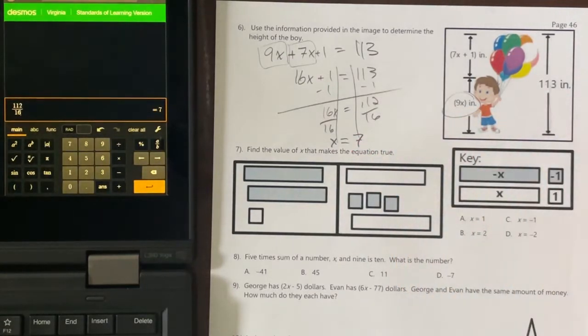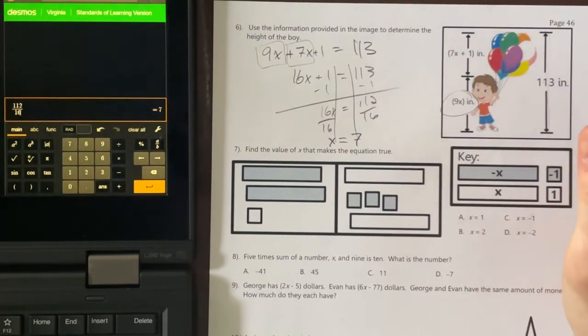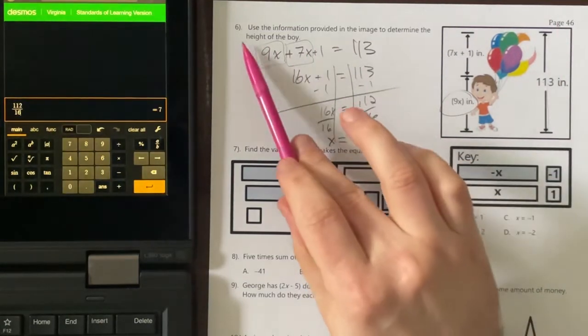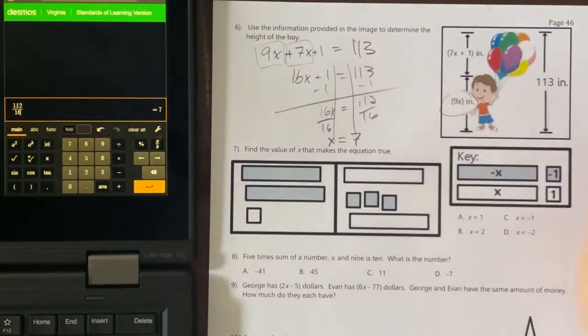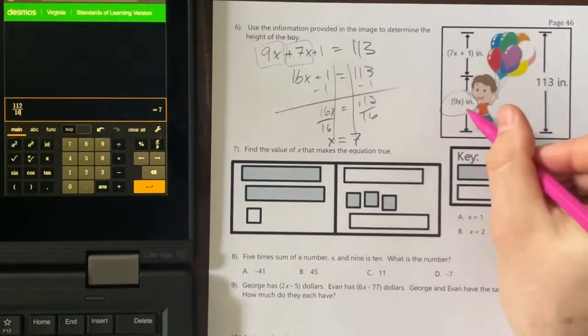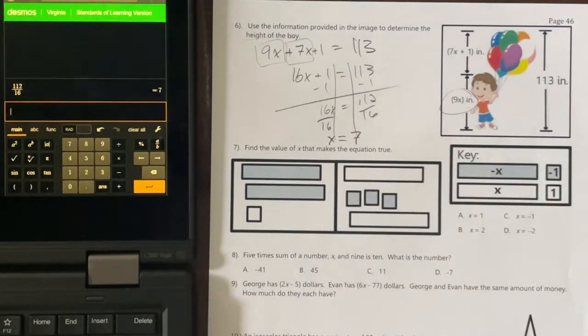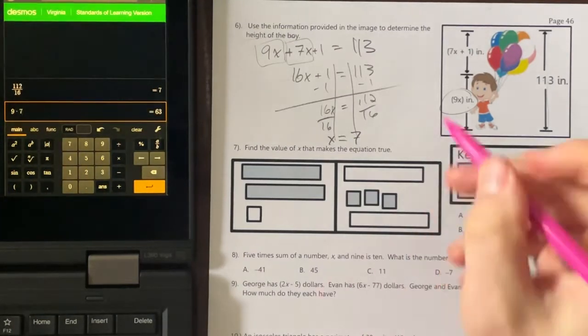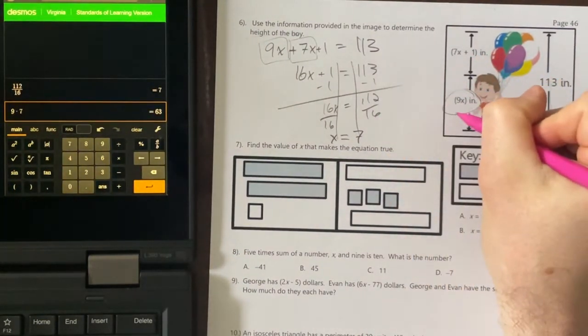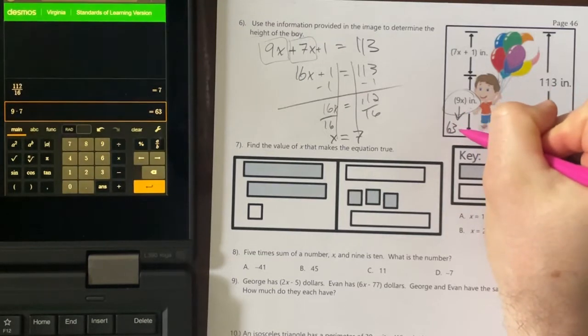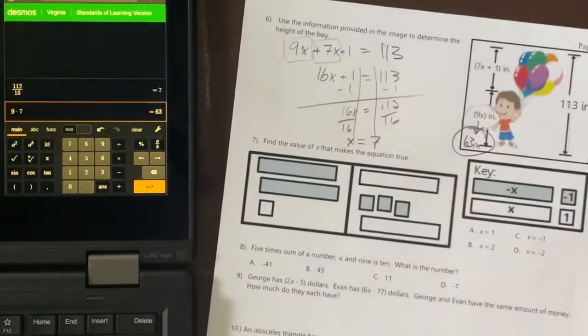Again, take your time, slow down, take a deep breath. Exhale. What am I looking for? I'm looking for the height of the boy. Is that x? It is not. And so I need 9x, so I need 9 times 7, which is 63. So this is going to be 63 inches.